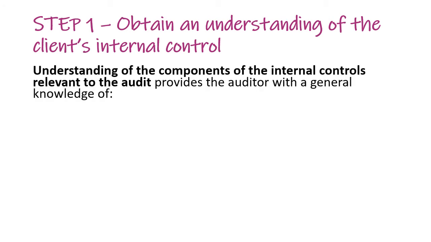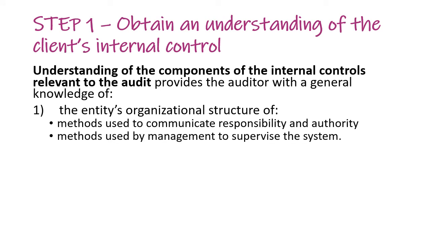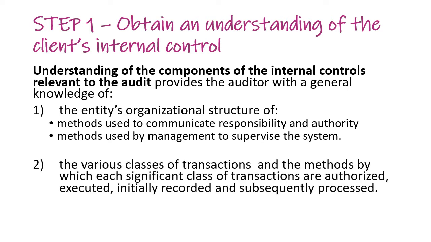Understanding of the components of the internal controls relevant to the audit provides the auditor with a general knowledge of the entity's organizational structure, of the methods used to communicate responsibility and authority, and the methods used by management to supervise the system. Also, this will provide the auditor the general knowledge of the various classes of transactions and the methods by which each significant class of transactions is authorized, executed, initially recorded, and subsequently processed.